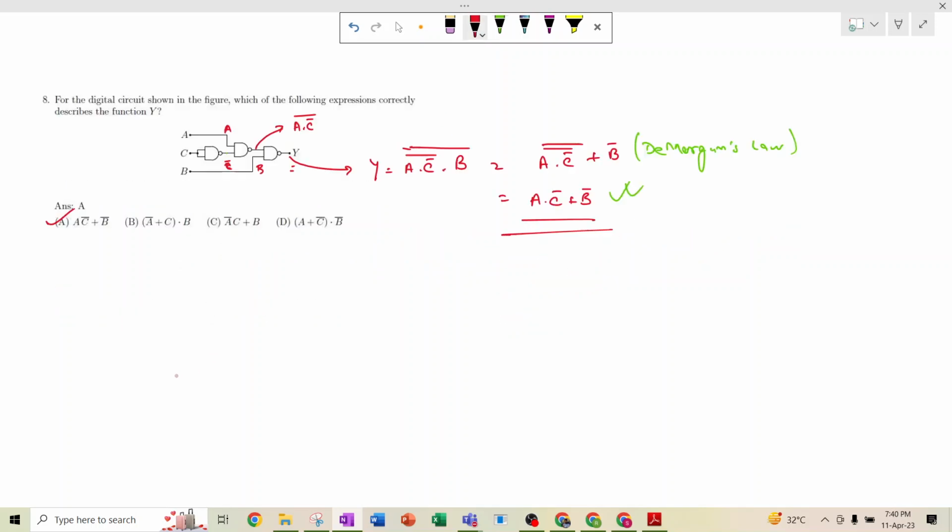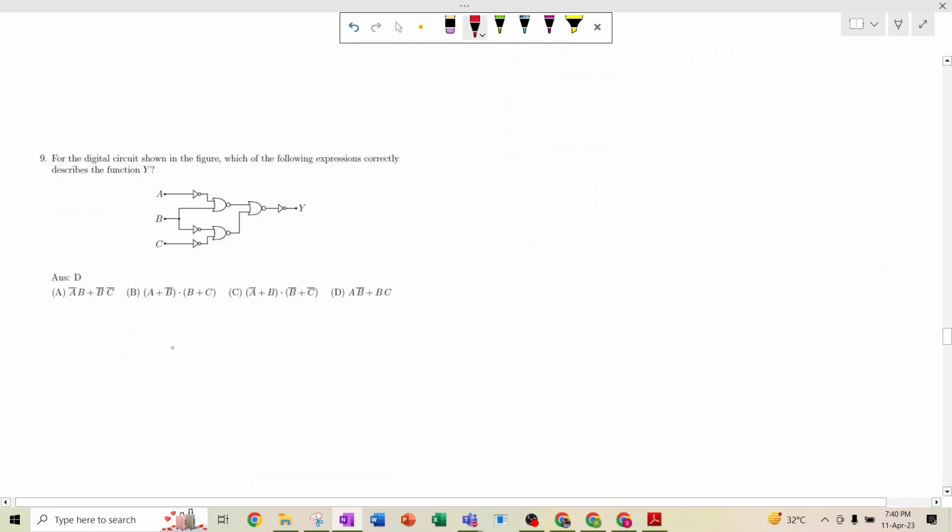Okay, the next question. For the digital circuit shown in the figure, which of the following expressions correctly describes the function? Oh, the similar is the case. So here it will be A bar. Here it will be B, here it will be B bar, here it will be C bar. So it is the NOR gate. So here it will be A bar plus B total bar, and here it will be B bar plus C bar total bar.